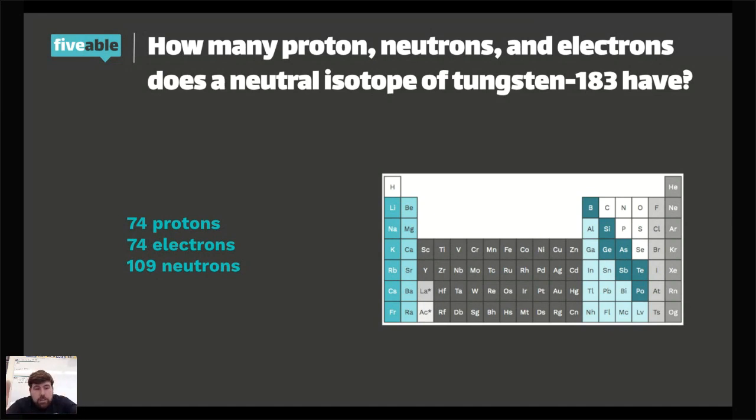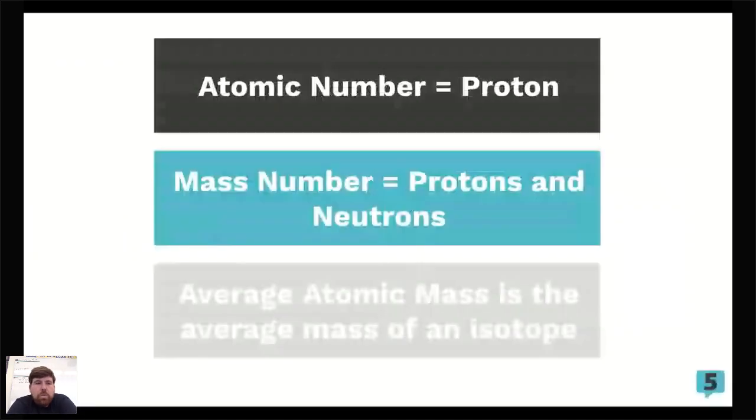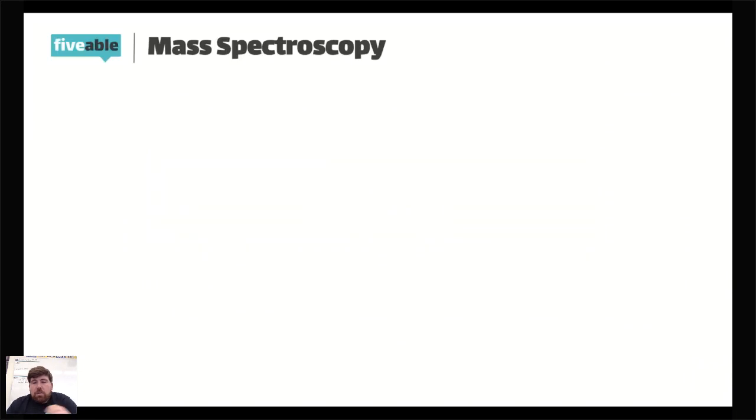Now, while I totally wish these are the types of questions you'd see on the AP test or in your unit test, it's probably not. It's a little low level, but these things are absolutely necessary in order to understand some of the stuff that's going to be coming up. So last but not least, one quick review. The atomic number is equal to the number of protons. The mass number is equal to the protons and neutrons. And then, of course, the average atomic mass is the average mass of an isotope, a single atom of those things. So let's go ahead and move on to mass spectroscopy.